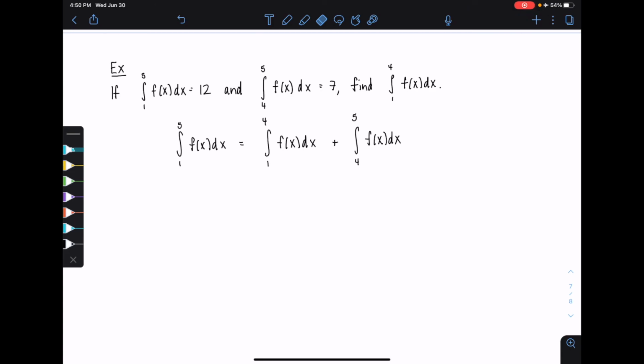And plugging in the two pieces we know, the area from 1 to 5 is 12. We don't know this middle piece, it's what we're searching for, but the area from 4 to 5 is 7. So if I want to solve for my unknown quantity, I just go ahead and subtract 7 from both sides. So 5 is going to be the area of the function on the interval from 1 to 4.